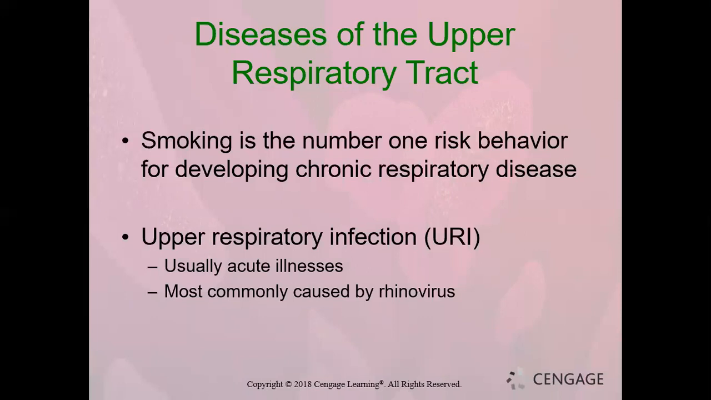So here we go again with smoking. This goes to diseases of the upper respiratory tract. Smoking is the number one risk behavior for developing chronic respiratory disease. You can get an upper respiratory infection, usually an acute illness, most commonly caused by the rhinovirus. Again, smoking isn't going to cause an upper respiratory infection. It just makes you more susceptible to it because your lungs aren't quite functioning the way that they should.